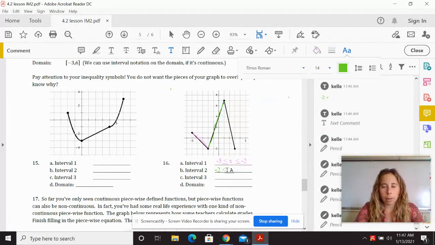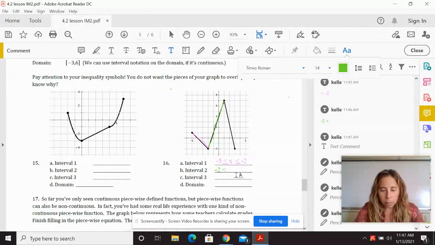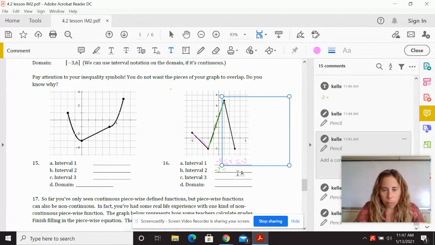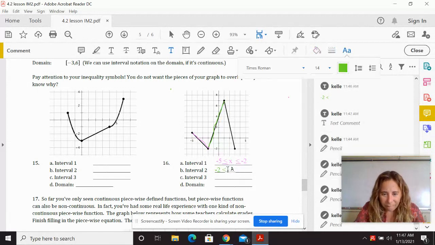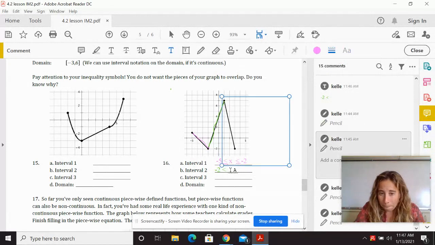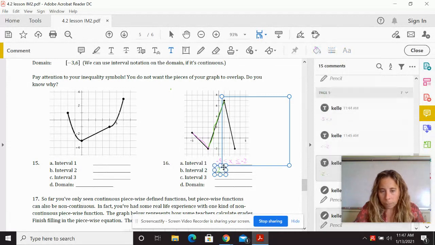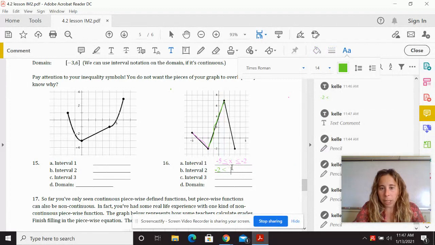So x is greater than -2. Oops, move up a little bit, cursor. Work with me. It doesn't want to work with me. All right, fine, it'll just be slanted. It's fine.